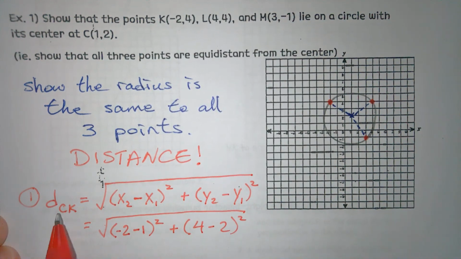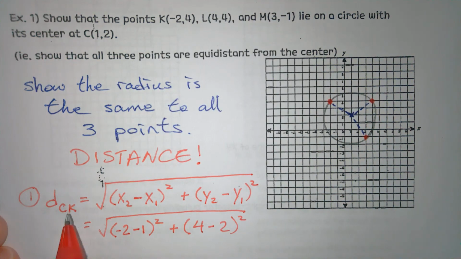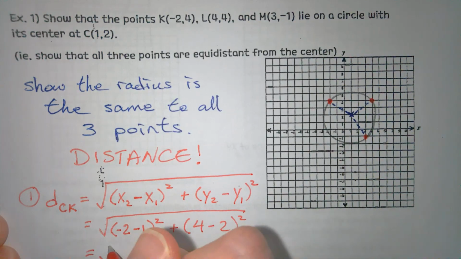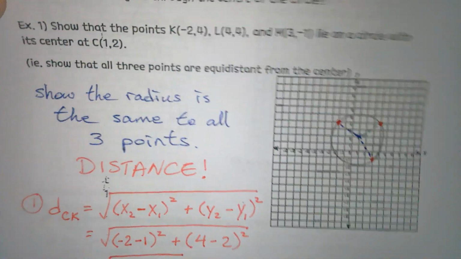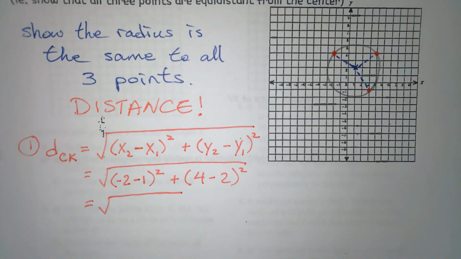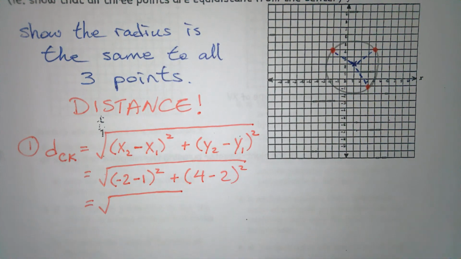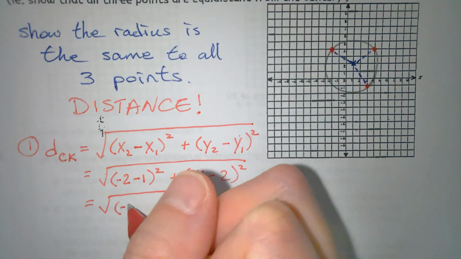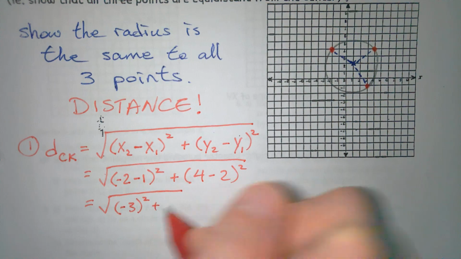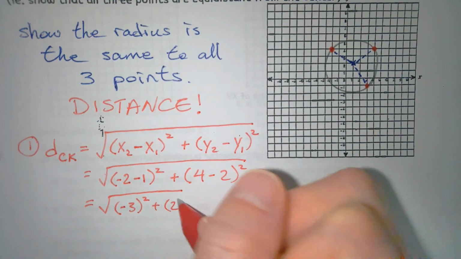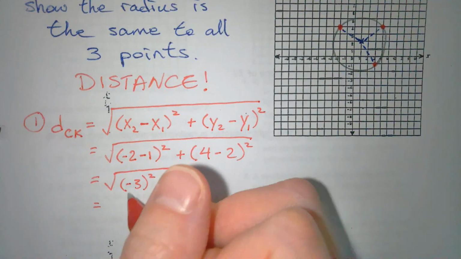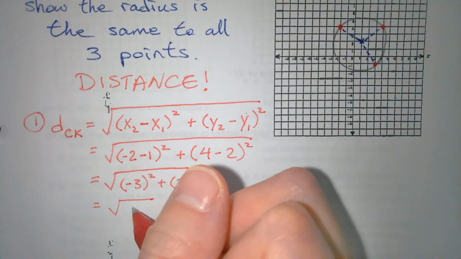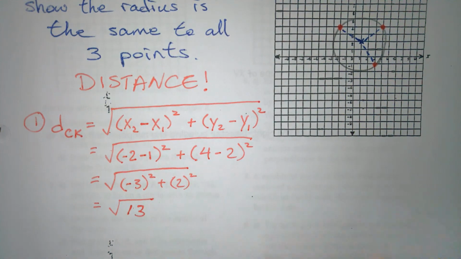Okay, I'm using the points center to point K. So this to this. Who's good at mental math? Okay, Gavin, I saw your hand up. -2 minus 1. Let me think. -3. Okay, and then 4 minus 2. Okay, more mental math. (-3) squared plus 4. Yeah, so square root 13.